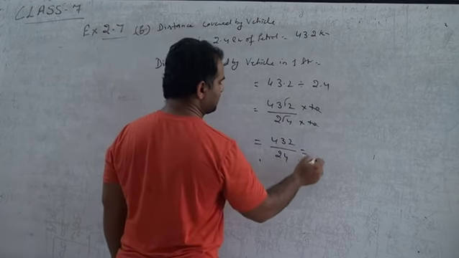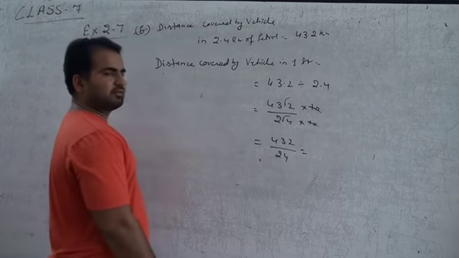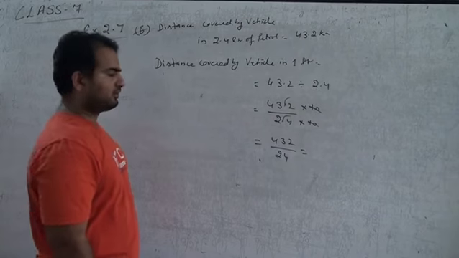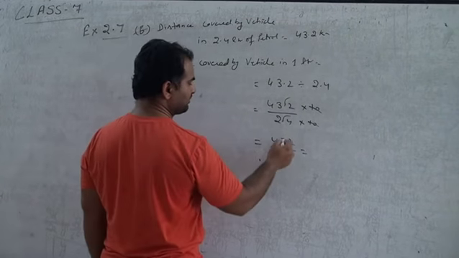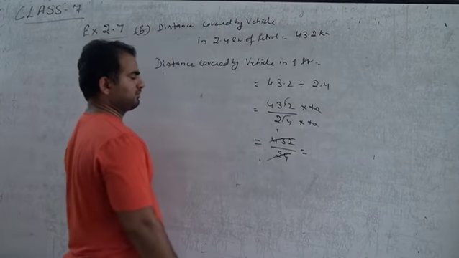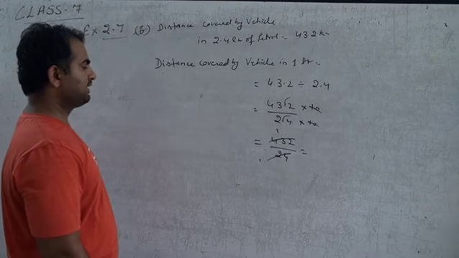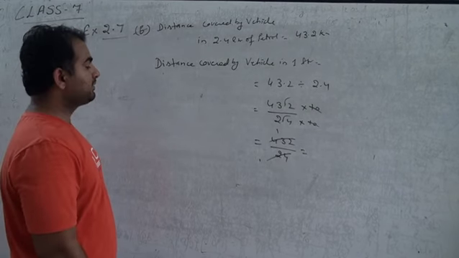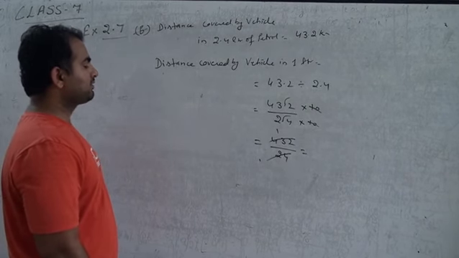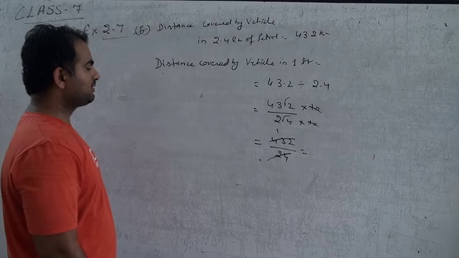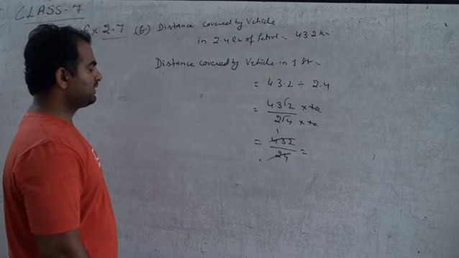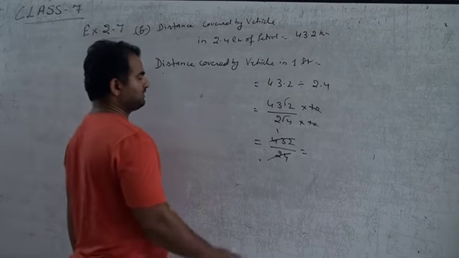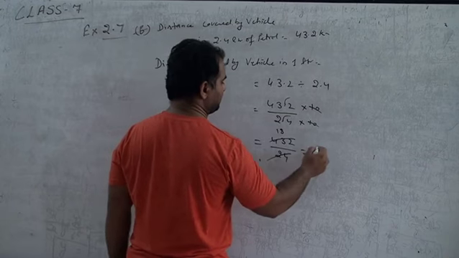Okay. So when we divide by 24, 24 1s are 24, 24 2s are 48. So how much is left? 19. 19 into 10, it will be 192. And 24 8s are 192. It will be 18 kilometer.